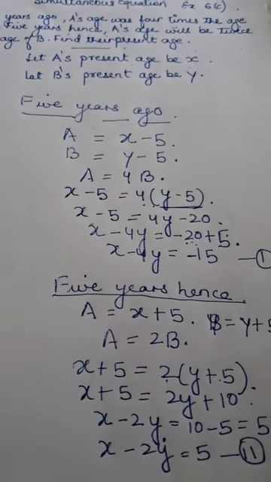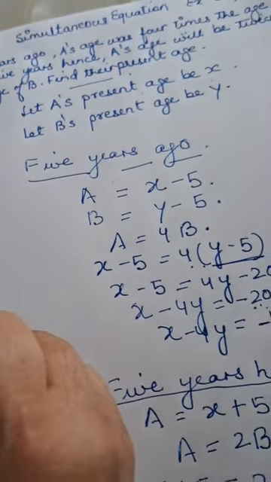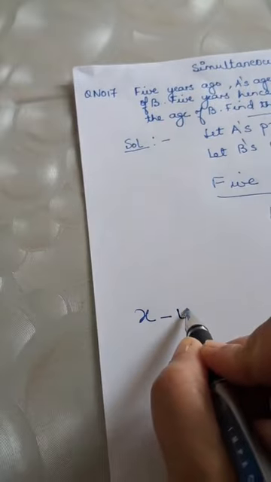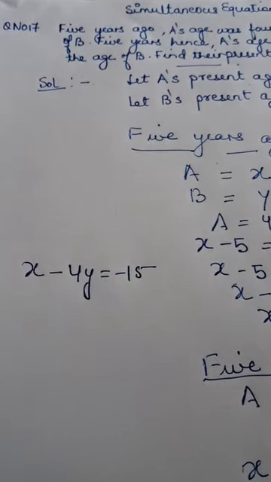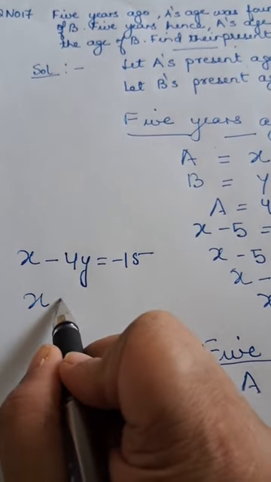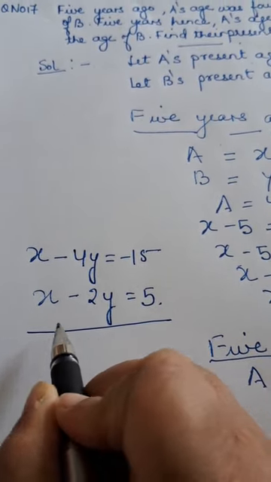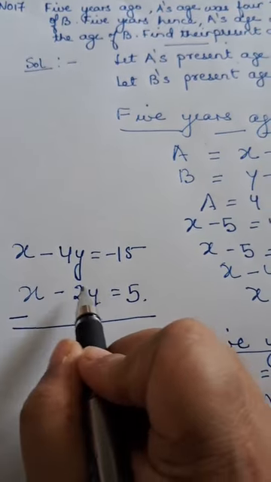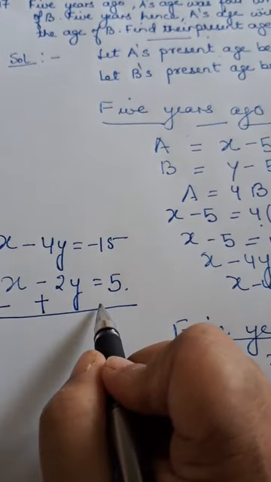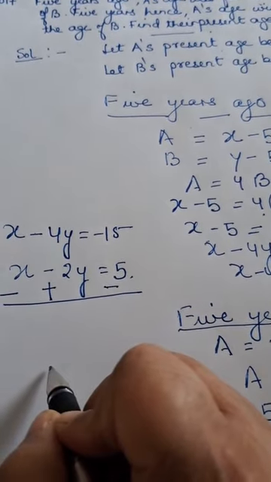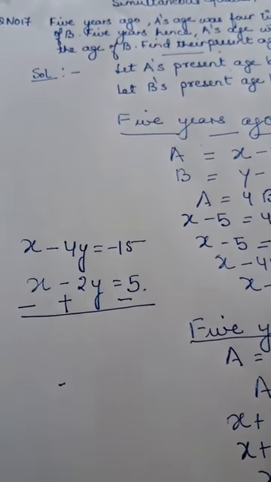Fine. So we will write it. We are writing here X minus 4y is equal to minus 15, first equation. And the second equation is X minus 2y is equal to 5. Now the coefficient of x is same, so we will subtract the second equation from the first. For subtracting, we will change the sign of all the terms in the second equation.